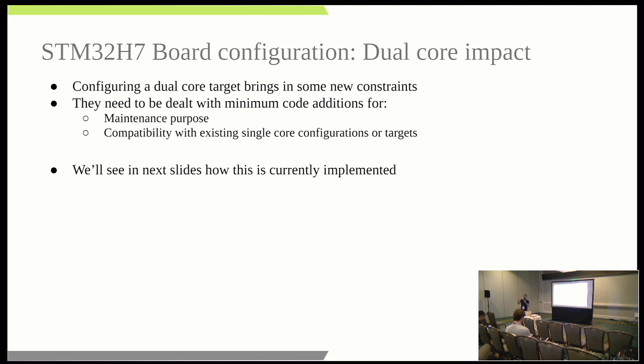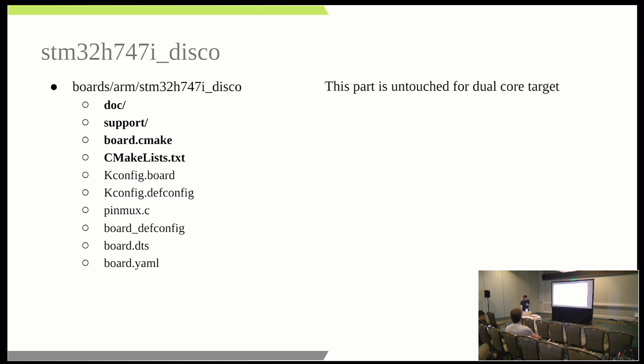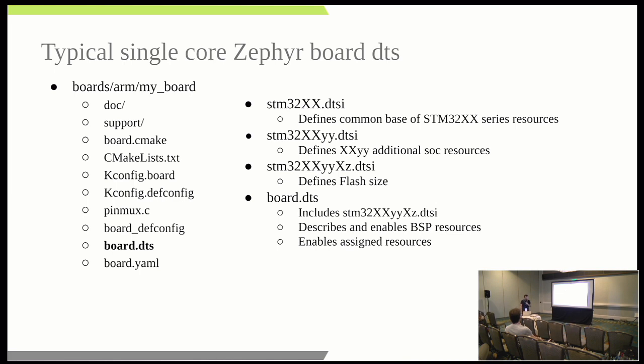What I will do is compare the dual core porting with the single core porting. If you're not familiar with single core porting, I will try to explain quickly what is done and why, but I will mainly focus on the dual core impact. First there are some CMake files on the support side, which are not impacted by the dual core, obviously. So I will go directly to the device tree.